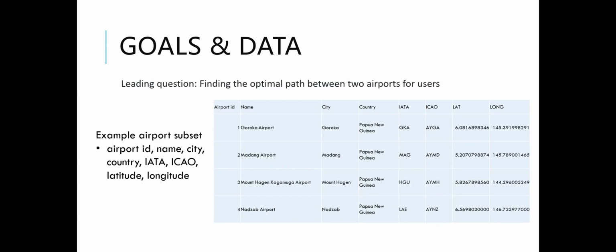A sample of the airport subset is shown on the right. We can see that it contains the airport ID, the airport name, the city of the airport, and latitude and longitude, which we will later use to calculate the distance and formulate the graph.